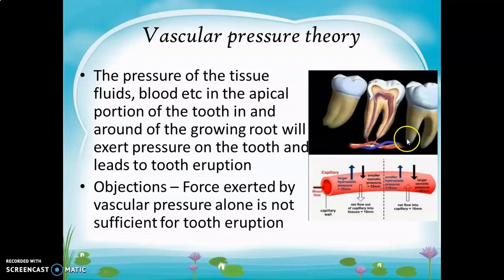The second theory, the vascular pressure theory, says the pressure of tissue fluid and the capillaries near the apical area of the growing root is more than that of the coronal area, and this positive pressure can cause occlusal or eruptive movement of tooth. Even though there is a force due to vascular pressure, this alone is not sufficient to cause tooth eruption, which is a drawback of this theory.